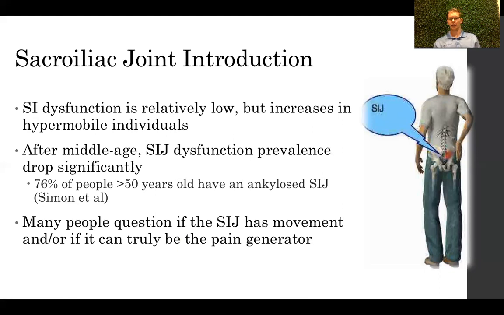As you can see here, SI dysfunction, the prevalence is relatively low, but it does increase in hypermobile individuals. So it is possible in people who are very hypermobile, but then also it's possible in those who are pregnant, and those kind of go hand in hand. An interesting fact about the SI joint is that after middle age, the prevalence of SI joint issues significantly decreases. That's because nearly 3/4 of people over the age of 50 have a fused SI joint. Naturally, based on the anatomical makeup of the joint, it fuses as people get older, so there really will be no movement there. So it's hard to say that that's a cause of pain later on in life.